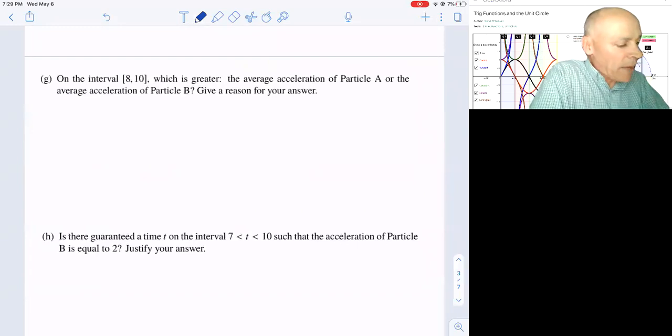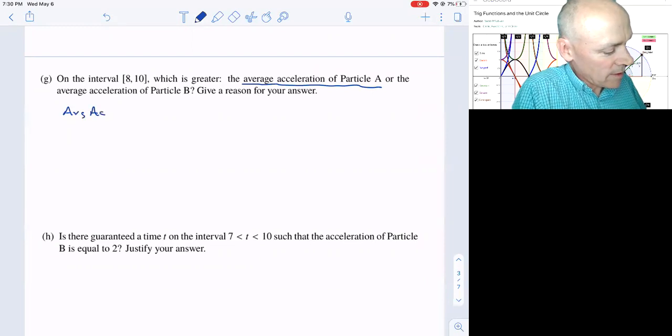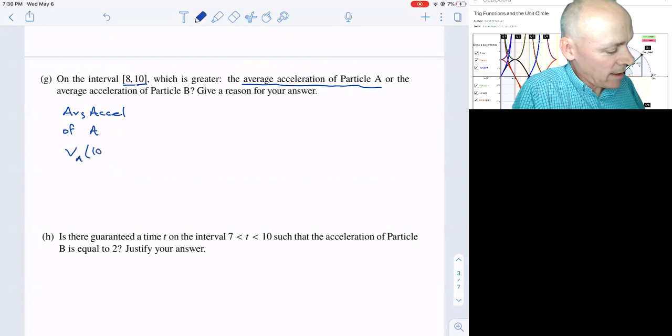On the closed interval from 8 to 10, which is greater? The average acceleration of particle A or the average acceleration of particle B? Give a reason for your answer. Okay. Well, let's see. The average acceleration of particle A, on the interval from 8 to 10, is going to be given by the velocity of A at 10 minus the velocity of A at 8 over 10 minus 8.